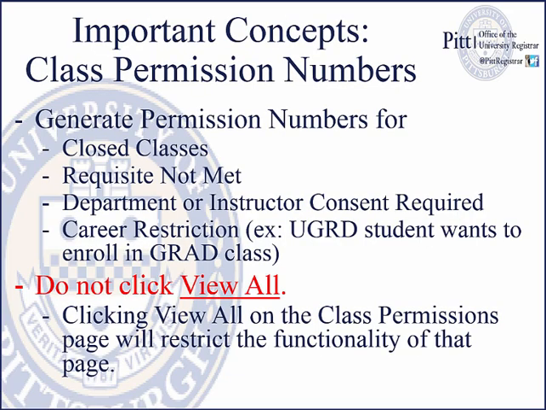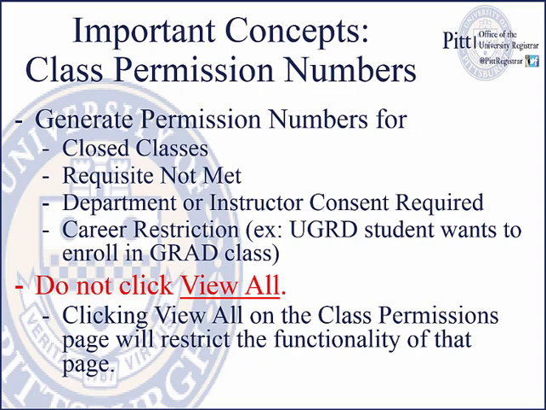One important class permission number concept is that there are 4 situations where class permission numbers should be generated. First, when a class is closed or full because the enrolled student count matches the enrollment capacity, but you would like to still enroll a student in that class. Second, when a student does not meet the requisites for a class as defined in PeopleSoft. Third, when a class requires department consent or instructor consent. And fourth, when the academic career of a student does not equal the career of the class.